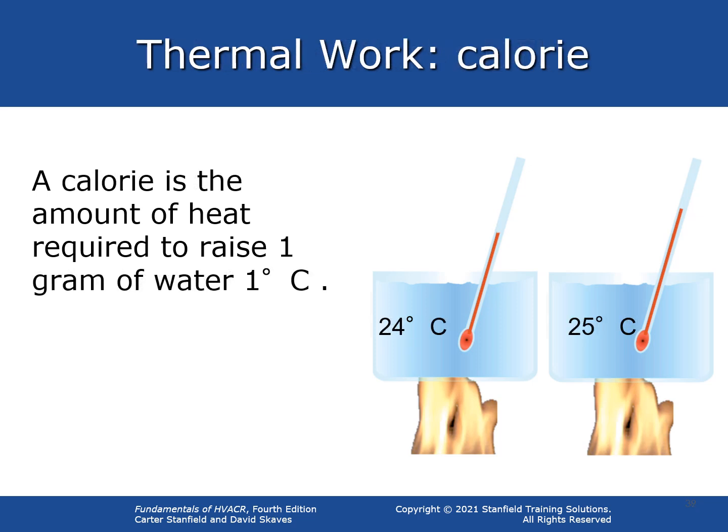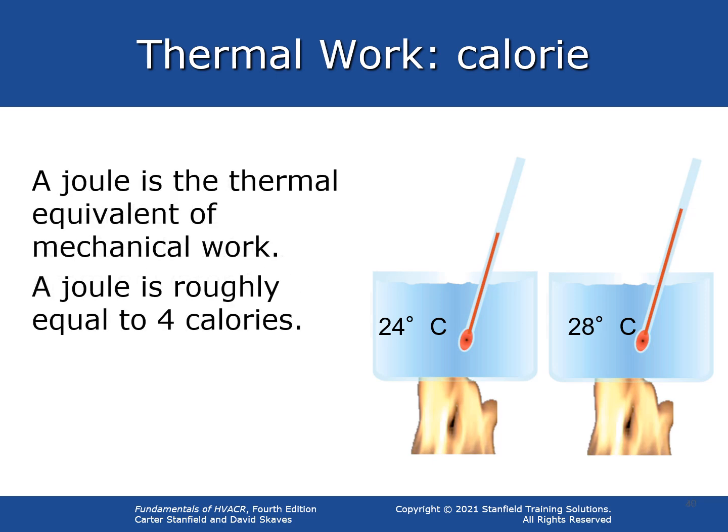A calorie has a similar concept to the BTU, the amount of heat required to raise a specific quantity of water 1 degree. The calorie was part of the early metric system. A calorie is the amount of heat required to raise 1 gram of water 1 degree Celsius. A kilocalorie is actually 1,000 calories. The calorie that we count in food is really a kilocalorie.